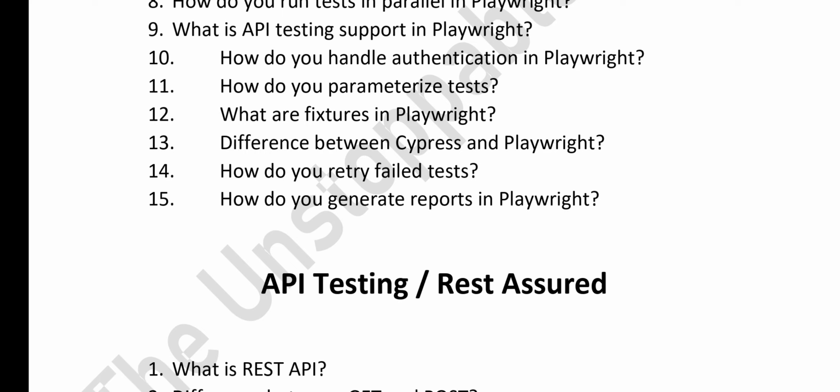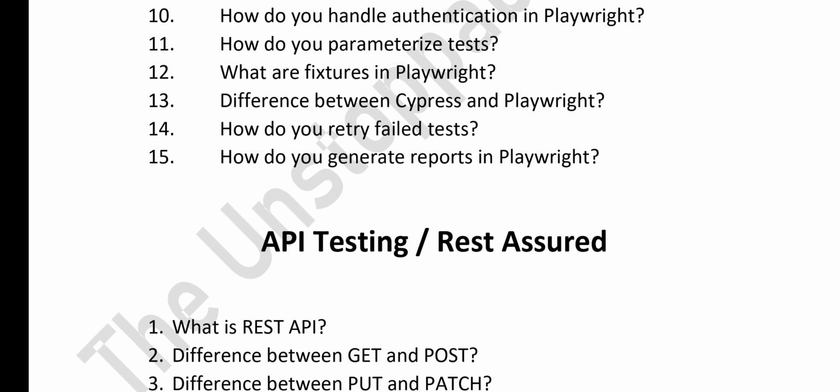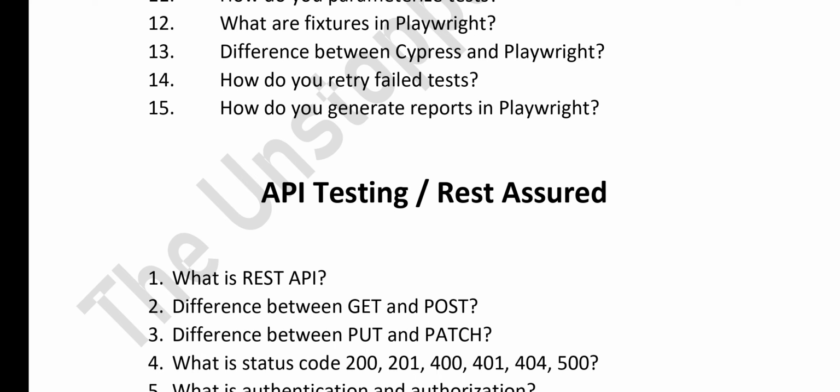How do you parameterize the tests? What are fixtures in Playwright? Differences between Cypress and Playwright? How do you retry failed tests? And how do you generate reports in Playwright?